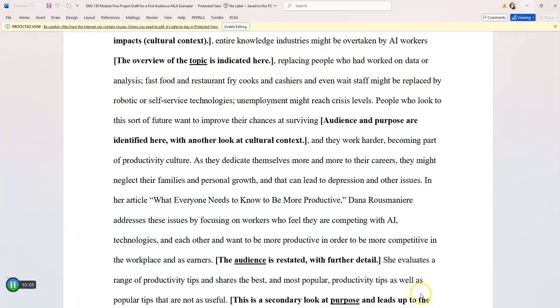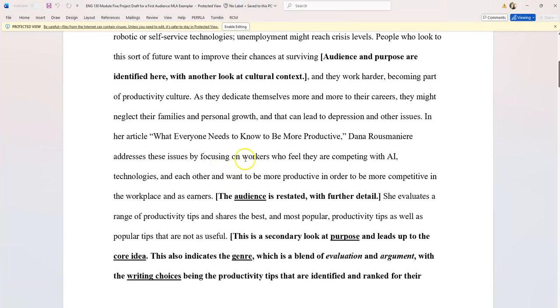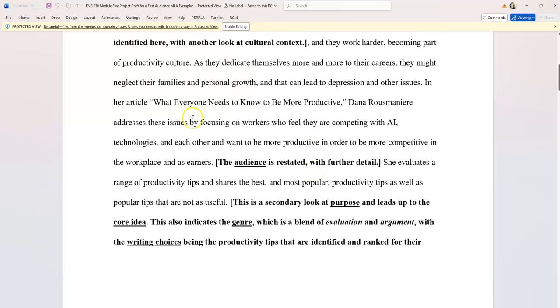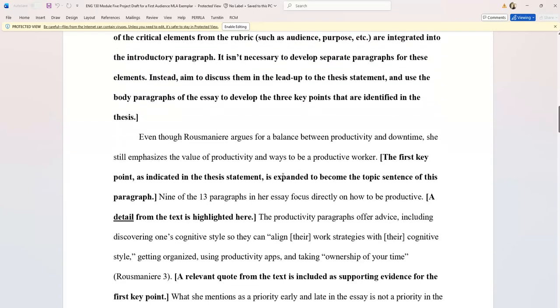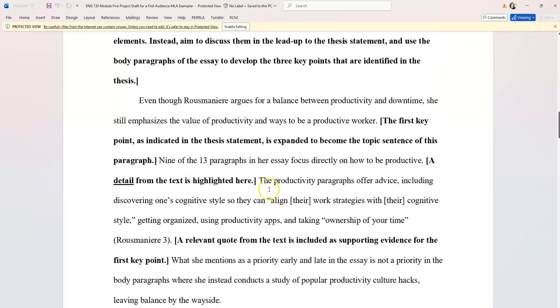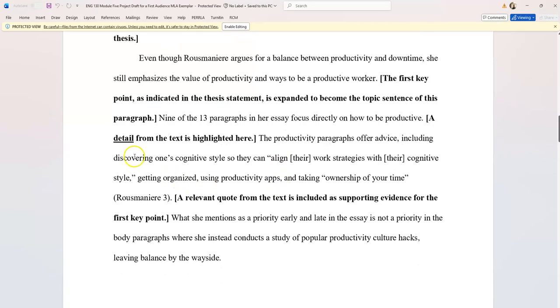Again, let's take a look at the exemplar here. Notice when he quotes somebody, he actually introduces them. So right here, he says the productivity paragraphs offer advice, including discovering one's cognitive style so they can align their work strategies with their cognitive style. And notice that part's in quotes. Getting organized, using productivity apps, and taking ownership of your time. And then he ends it with Res Manuae 3, which is, of course, the citation. So that's something you have to do.